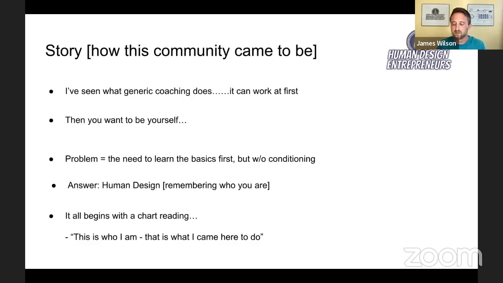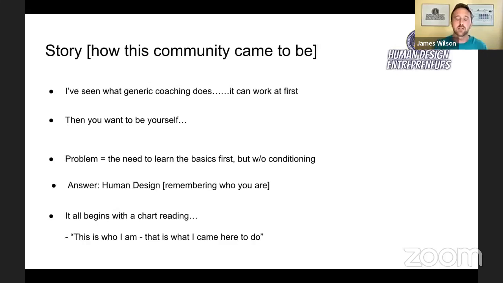I understand that. So I've seen how the problem is the need to learn the principles and the basics of business, but without conditioning. Without conditioning being the operative term here, anybody who has gotten involved with human design for very long understands this: you go through such a deconditioning process that if you have a particular way of being told what to do, it can interfere with your deconditioning experience.